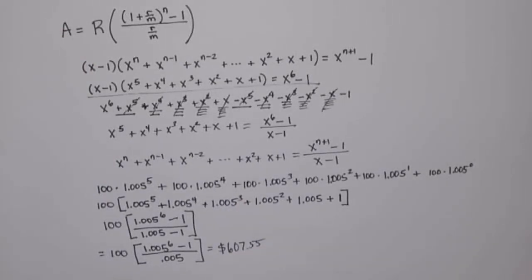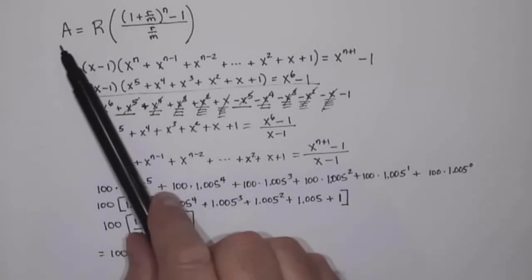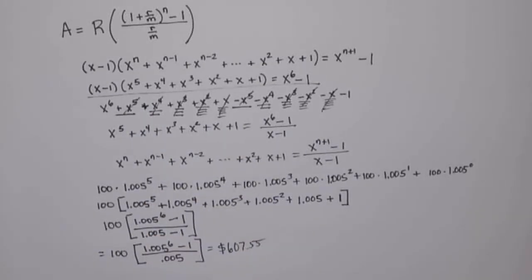It's just coming straight from algebra, and that allows us to use this formula to figure out the future value of the annuity instead of having to literally find the future value of each month and adding that up like we did in example 1.